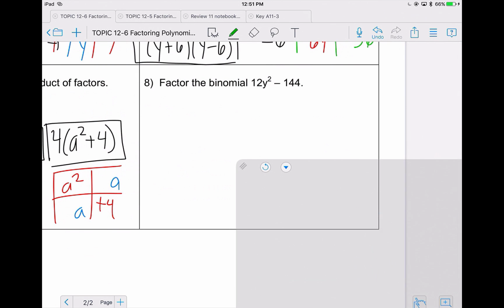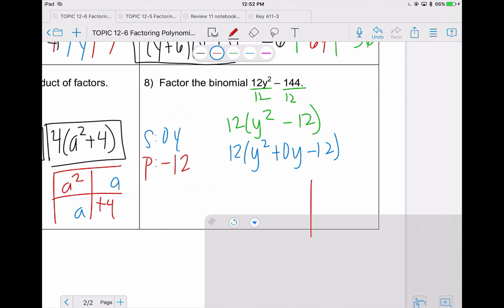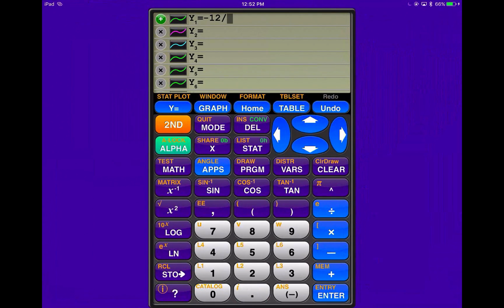Problem 8, looking at these, I can see they both share a 12, so I take that 12 out. From here, I can add in a plus 0y to help me remember my sum is 0y's. And my product needs to multiply to a negative 12. So I have my two factors, y squared and negative 12. I'm going to put negative 12 divided by x into y equals, and see what my possible products or what possible factors I could get.